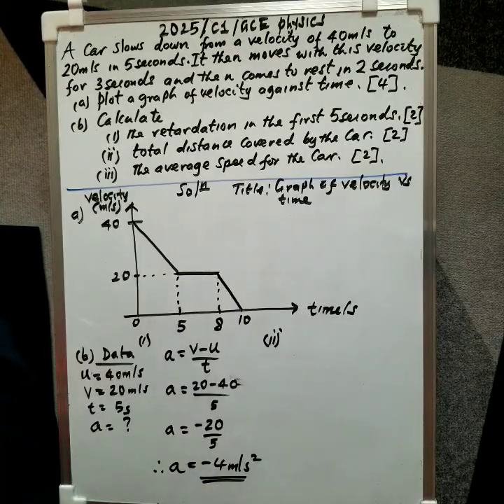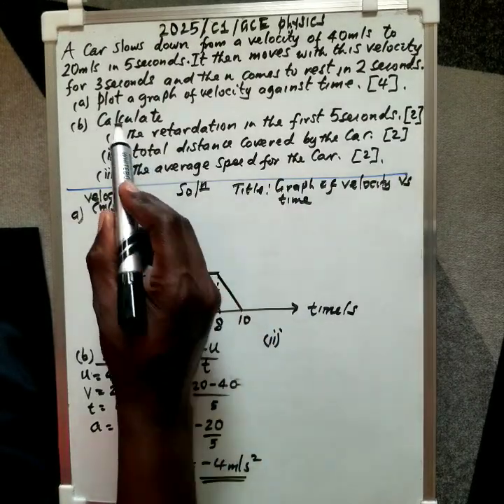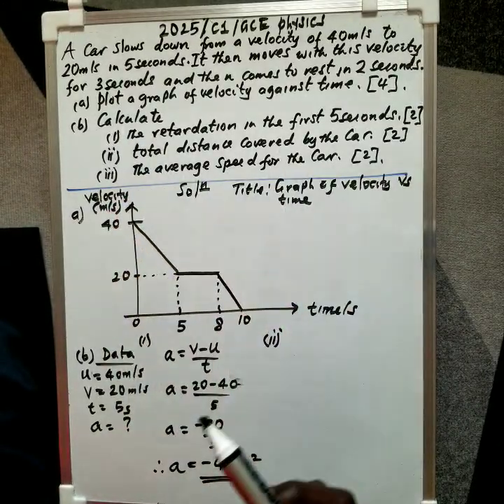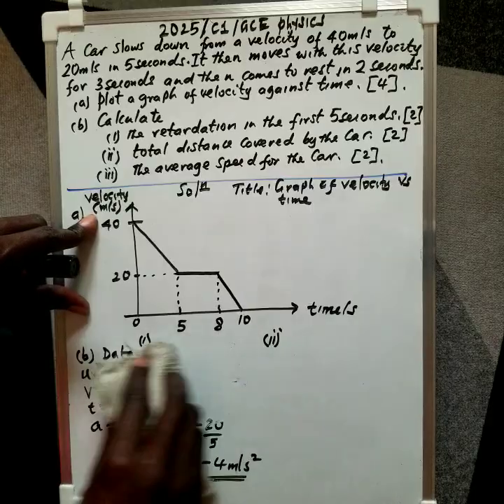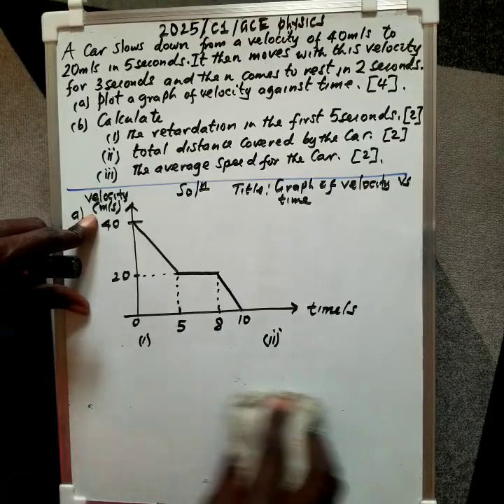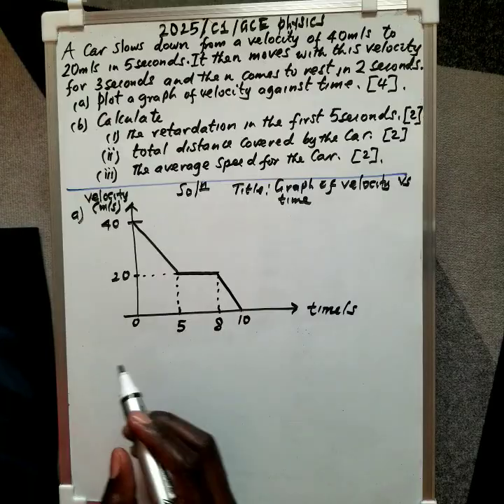Well, when it comes to B2 there, we can simply say, it says calculate the total distance covered by that. Now the total distance will be equal to the area under the graph. Allow me just to clear up this so that I can actually show you. So the total distance will be equal to the total area under the graph.